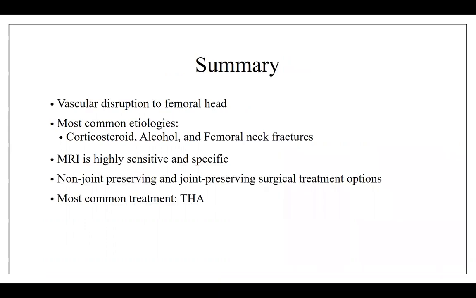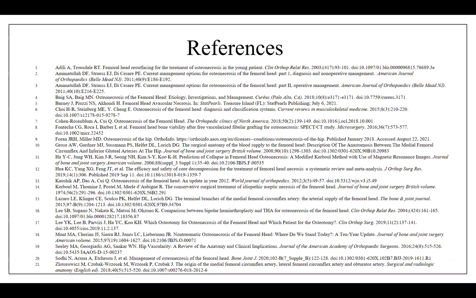So in summary, AVN is caused due to a vascular disruption to the femoral head. The most common etiologies are corticosteroid use, alcohol use, and femoral neck fractures. MRI is highly sensitive and specific for diagnosing AVN, especially if you have normal X-rays. Non-joint preserving and joint preserving surgical treatment options are available, and the most common treatment still remains to be total hip arthroplasties. These are my references.